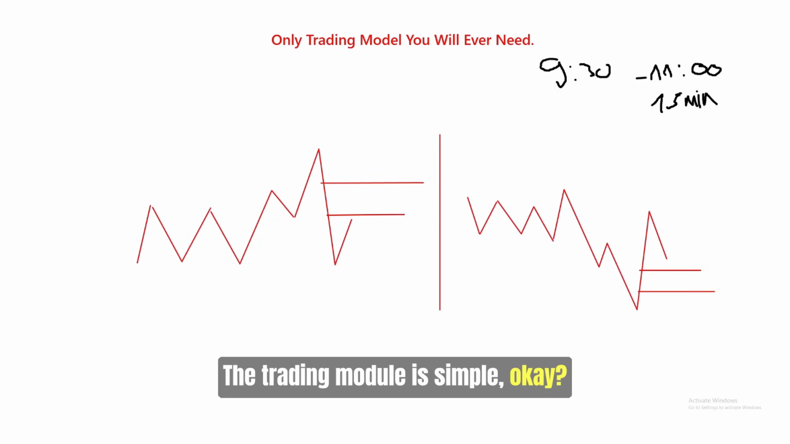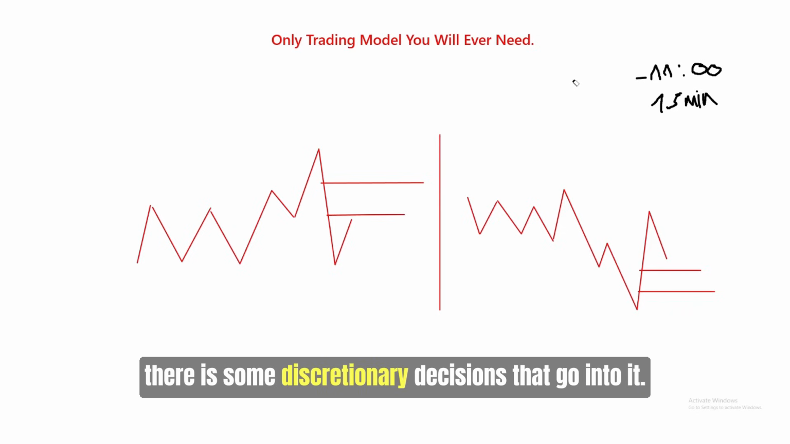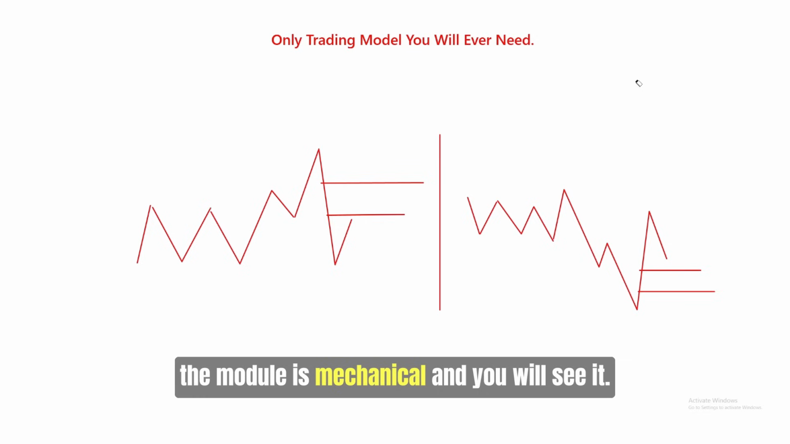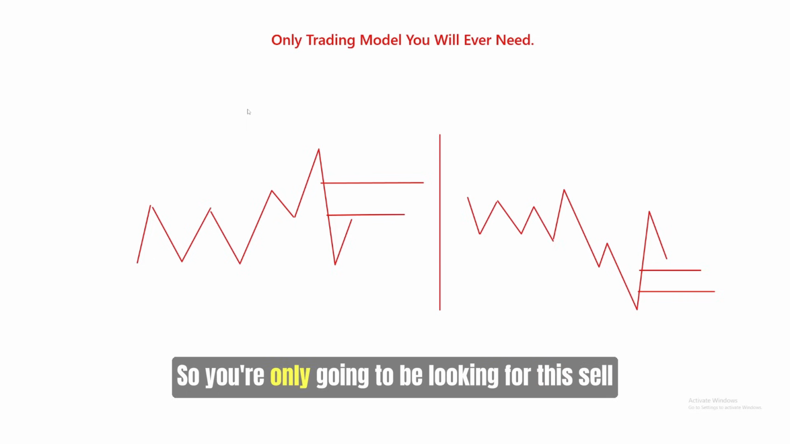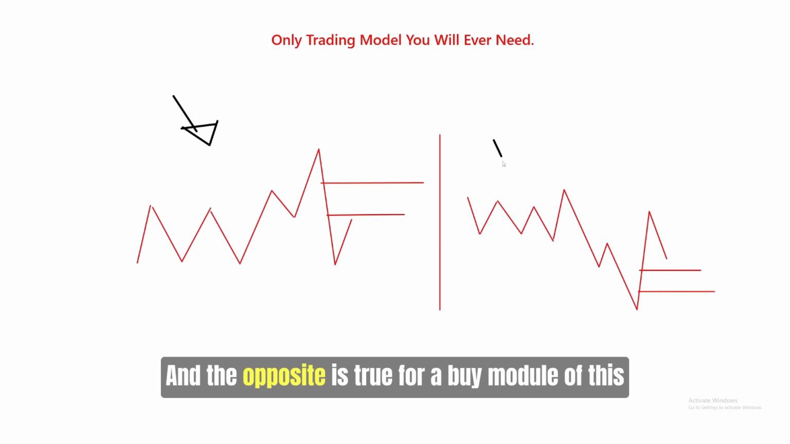The trading module is simple, okay? It's a simple change in the state of delivery, and there are some discretionary decisions that go into it, but I'd say like 90% of the module is mechanical, and you will see it. Now, this is a module to enter reversals, so you're only going to be looking for this sell module, which in this case is this one to the left here, when the market is going up, and the opposite is true for a buy module of this sort, which is to say that you're only going to be looking for this when the market is going lower.